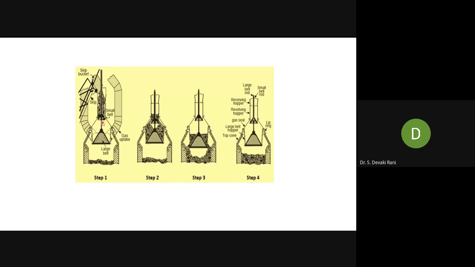This big bell is closed. You see this big bell, the large bell and the large bell hopper, there is no gap here. So it is closed. Next, after charging, the small bell is lowered. You are able to see the small bell is lowered.